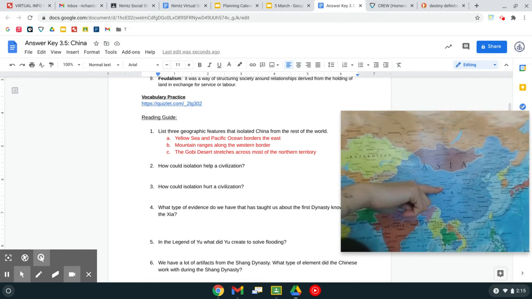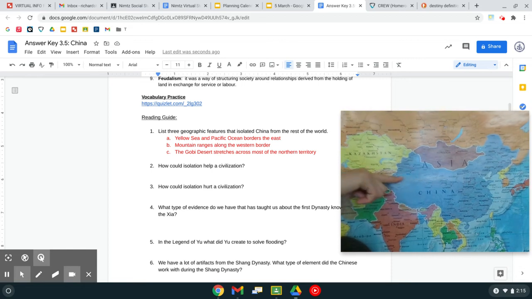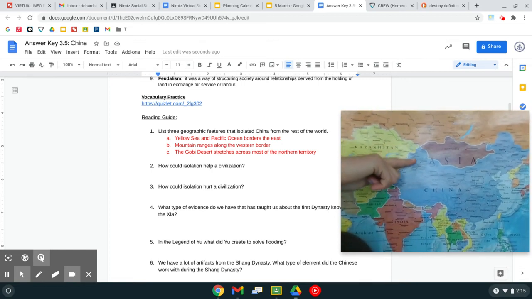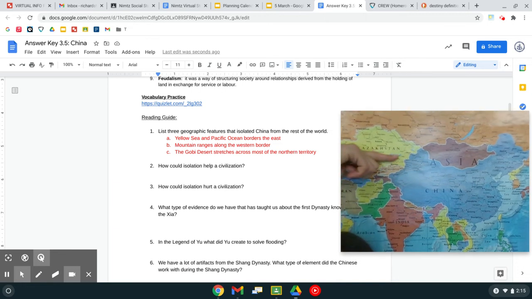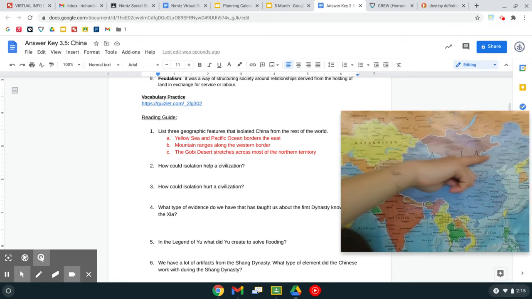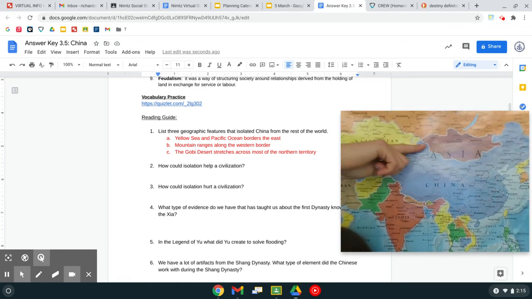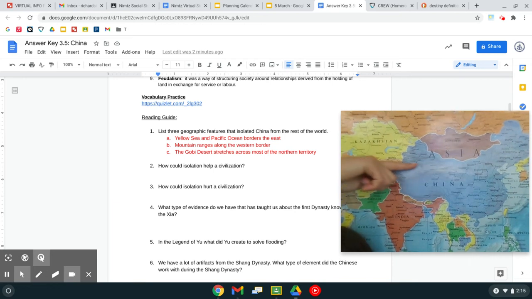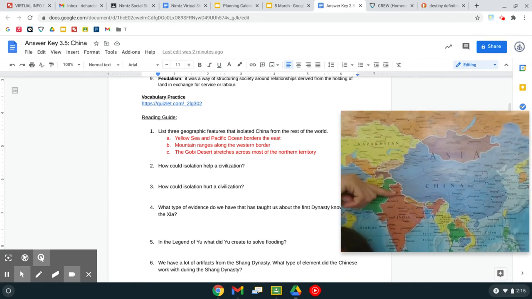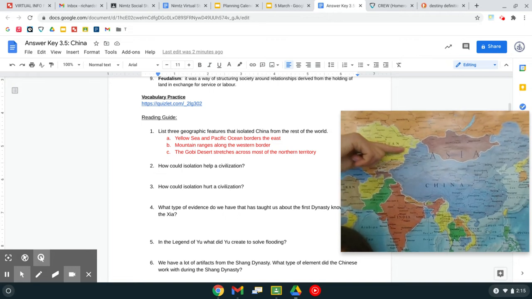Back to China. The mountain ranges are on the western border. So you can kind of see the topographical mountains. They're right in here. Okay. And then the Gobi Desert is all across the top in this Mongolian China region. That's where the Gobi Desert is. Okay, so you can see how the civilizations were kind of boxed in like this.